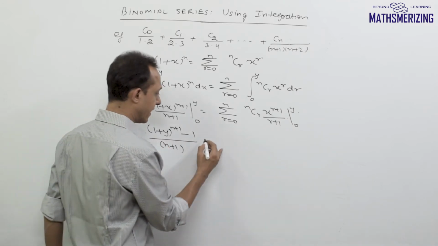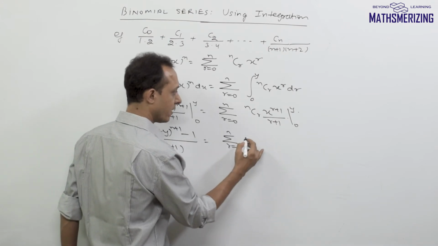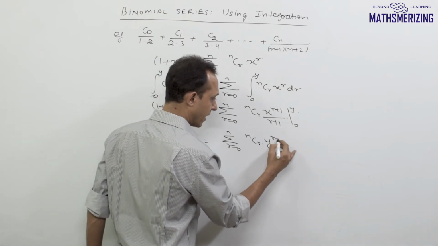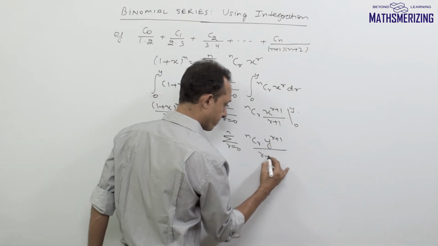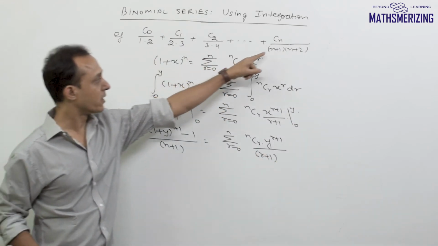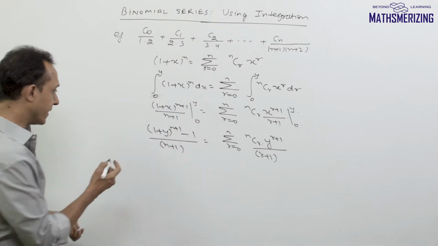And on the right hand side, I'll get this series, which is summation r varies from 0 to n, and there'll be nCr y to the power r plus 1 upon r plus 1. So now I have r plus 1. Now I need r plus 2 also. So I need to integrate it again.